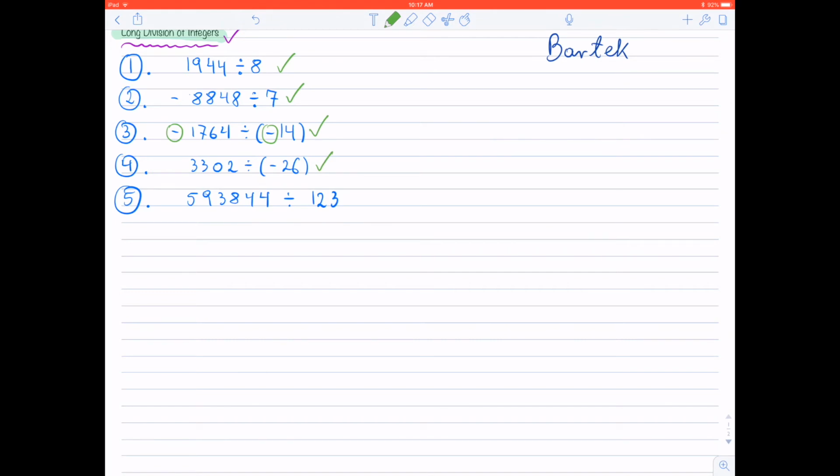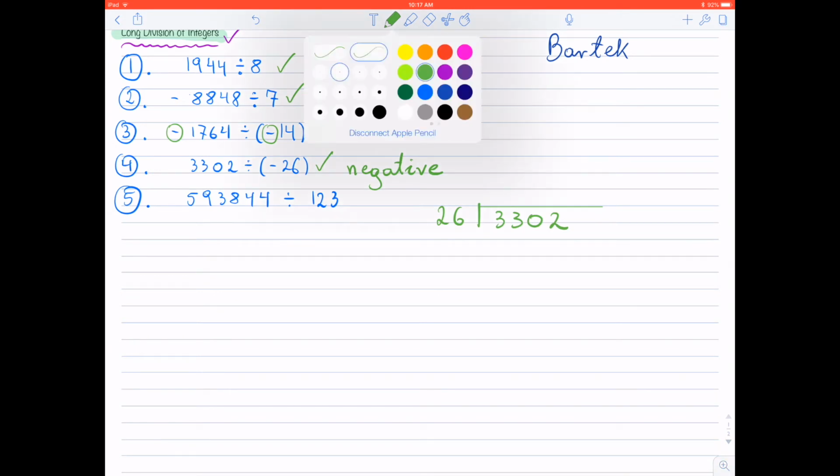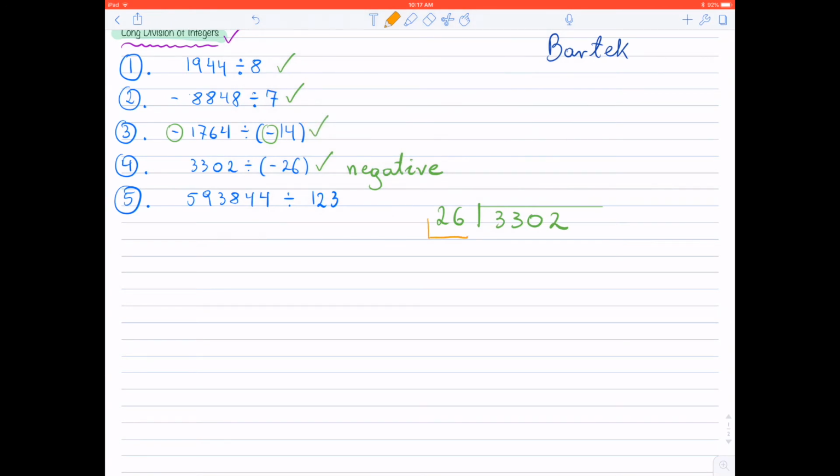Notice that it's a positive divided by a negative. So our answer will be negative. Let's write it all out. So 26 goes into 3302. Okay, so let's begin. So 26 into 33, well, that one is the simplest one to see. It goes in once in this case. So 1 times 26. We can subtract to get a remainder.